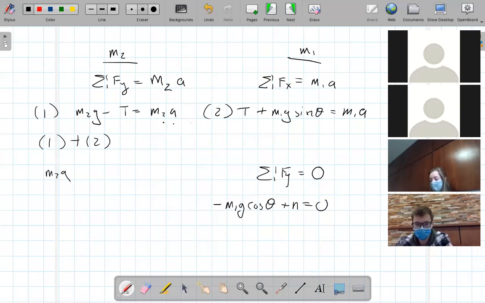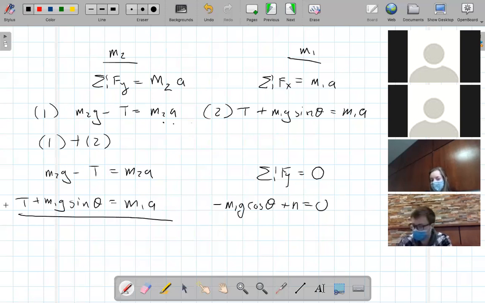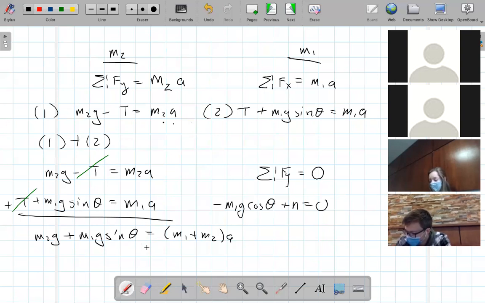So now I get m2g minus the tension is equal to m2a. And I'm going to add to that T plus m1g sine theta is equal to m1a. So let's add these together. Since this is a negative tension with a positive tension, those two tensions are going to cancel. Nothing else cancels. So in this case, I get m2g plus m1g sine theta is equal to (m1 plus m2) times the acceleration.